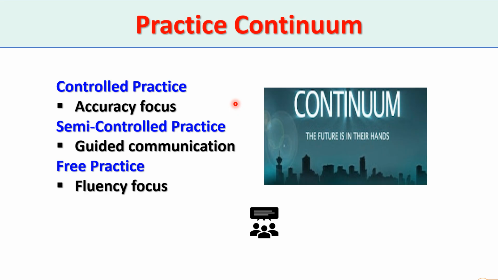And a successful grammar lesson should always balance accuracy and communication so students learn both correct grammar and real life language use. And teacher, please move to the next slide.